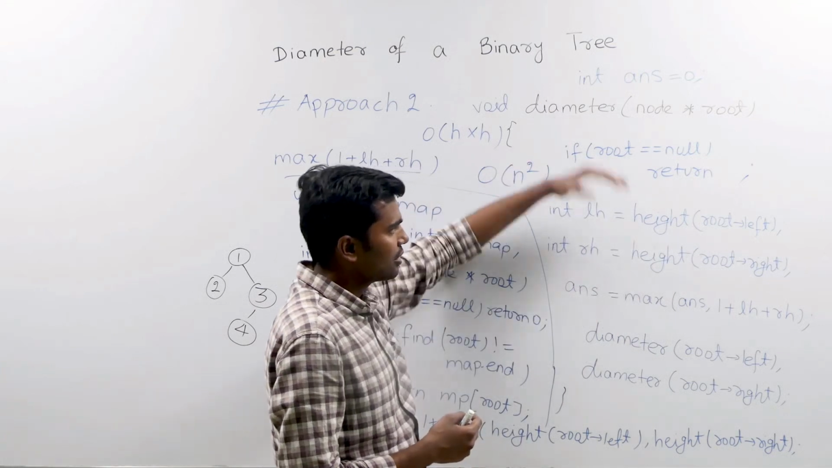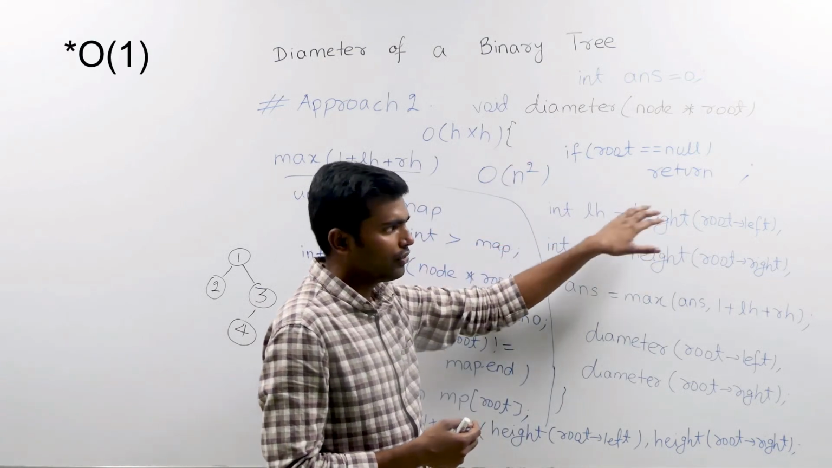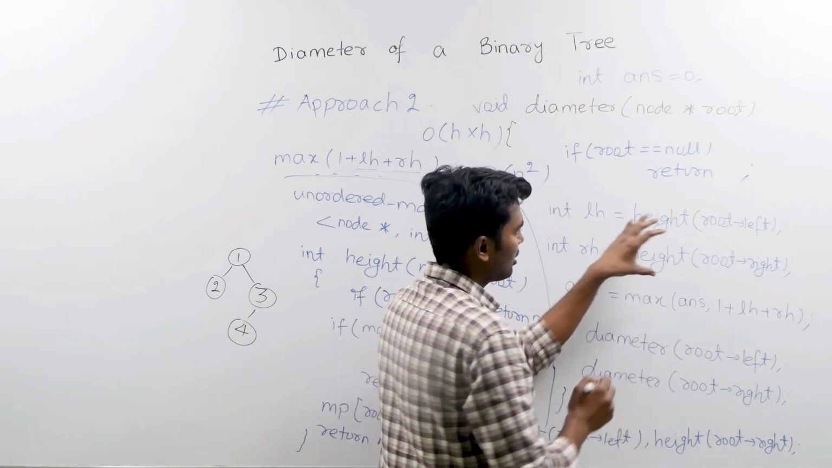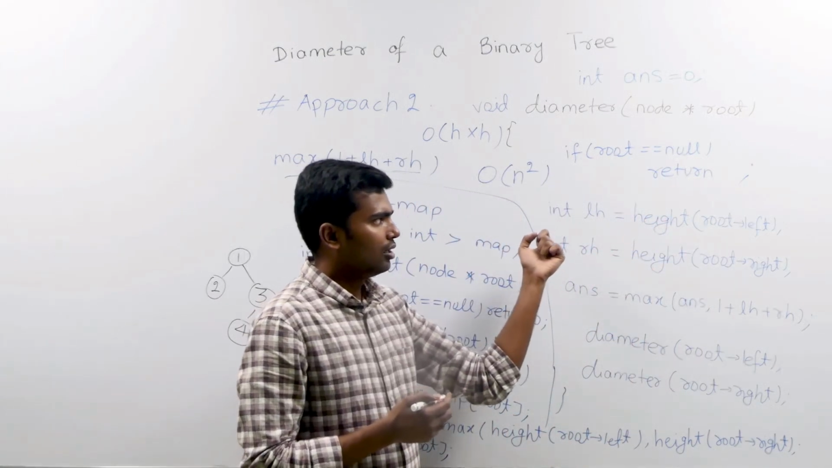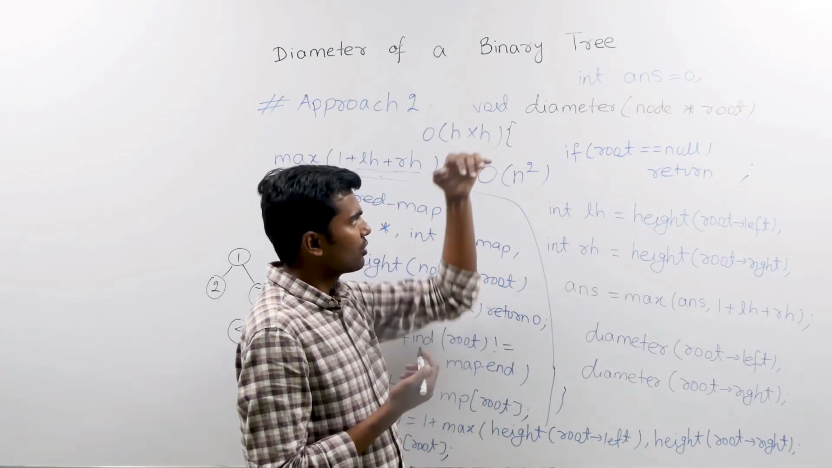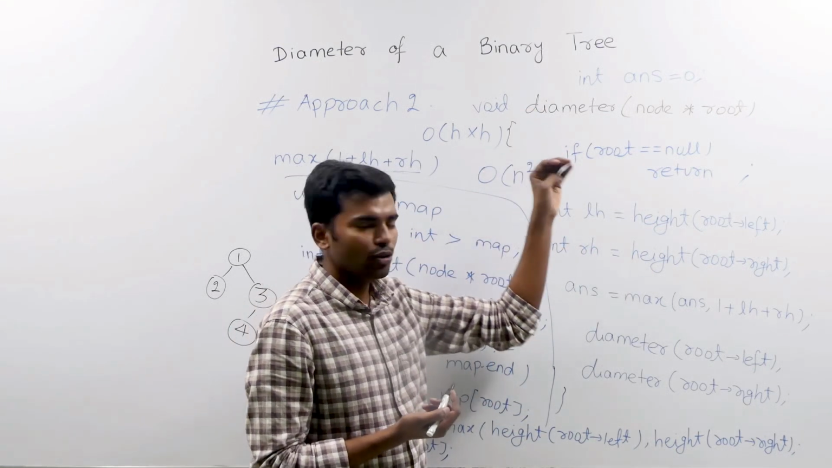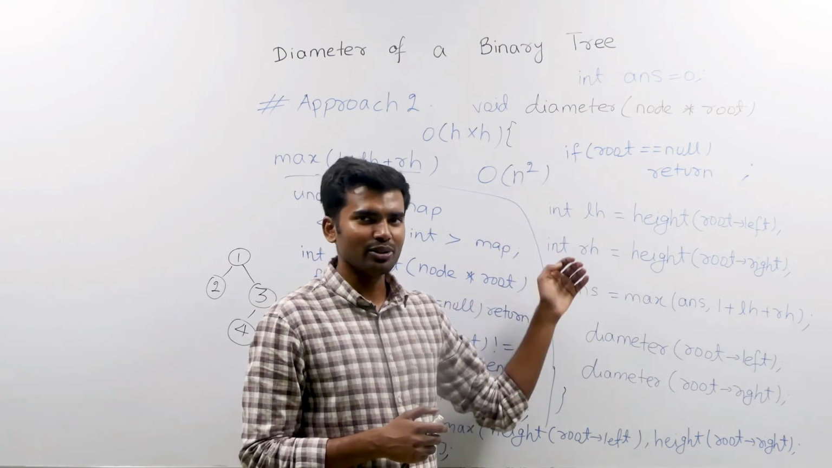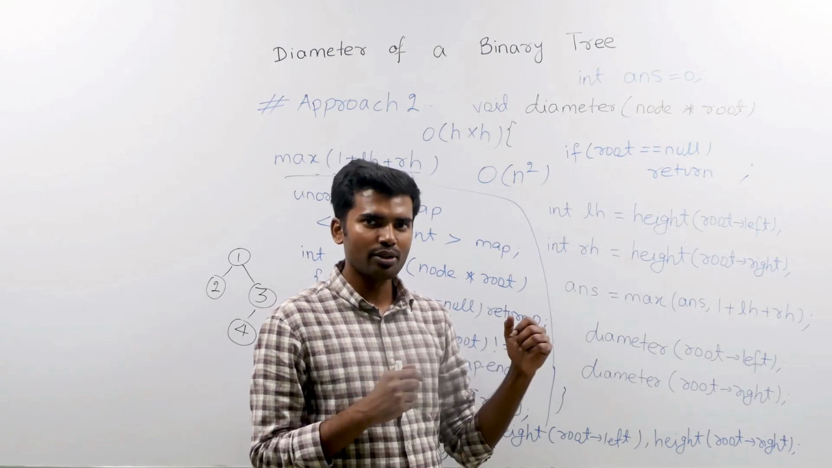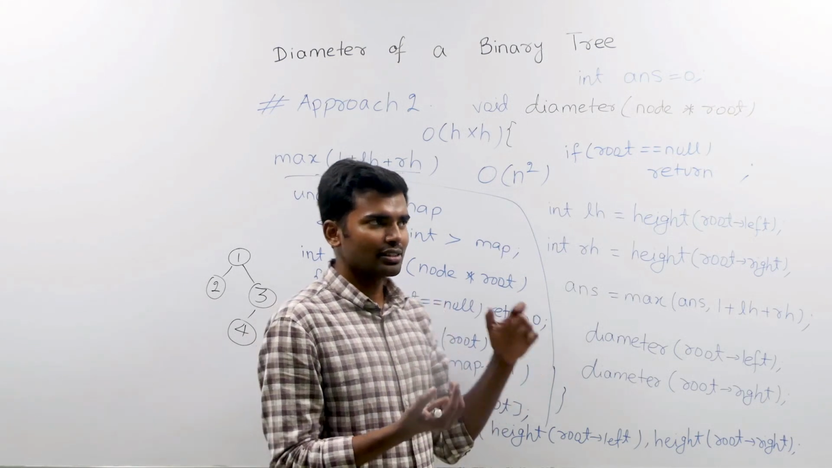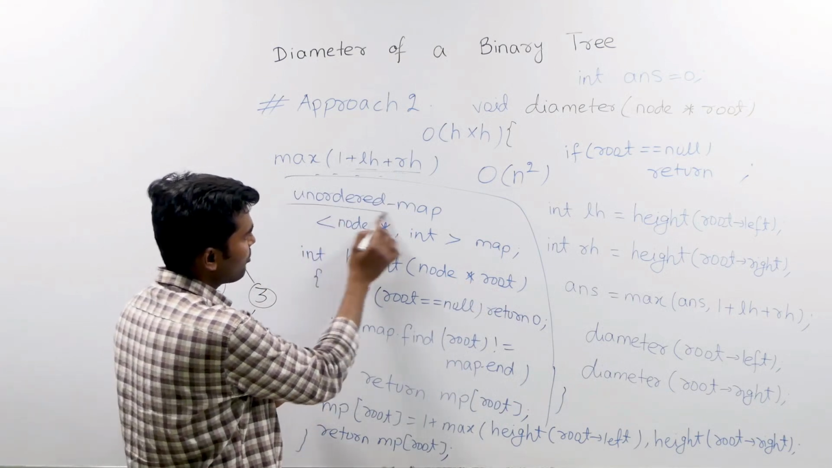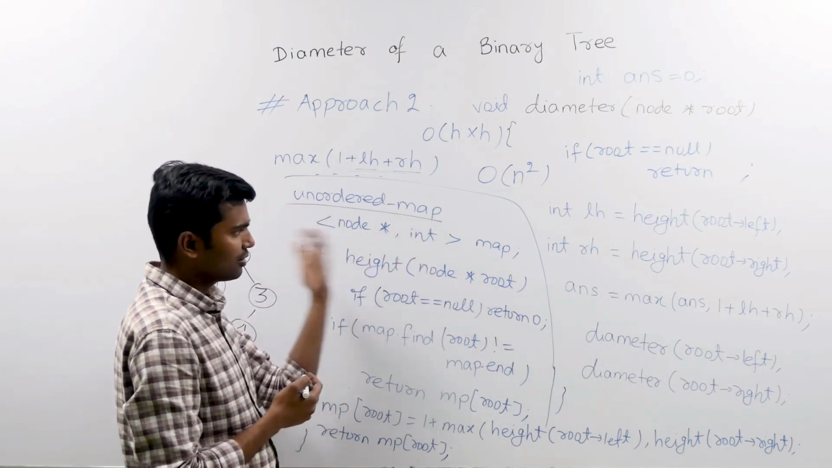So if we can do this work in big O of 1, in constant time, then the complexity of our function would become big O of n. And how can we do that? Let's say we have the height of every node stored somewhere, let's say in a map. So let's say we have a hash map, which is unordered_map in C++.